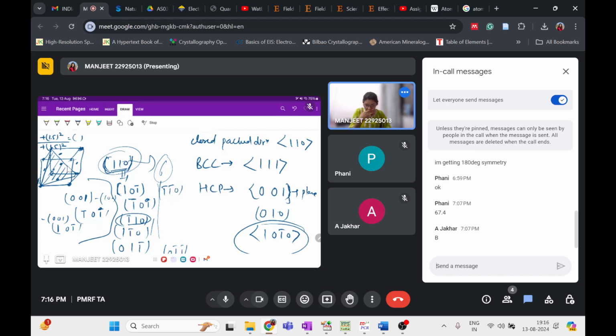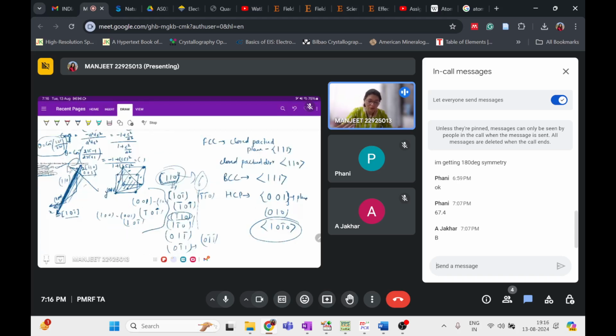Okay, how closely packed and how loosely packed, that you have to calculate through the atomic packing fraction for that one also. For the plane also, if you have to calculate, similar things will happen for the plane also, how much this plane is closely packed.